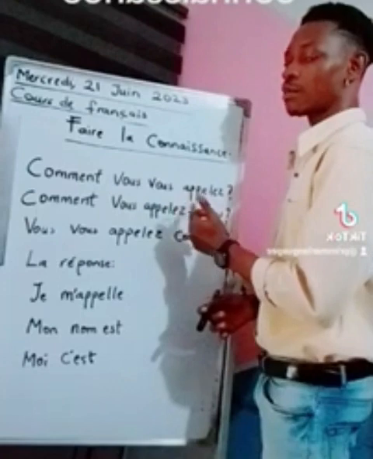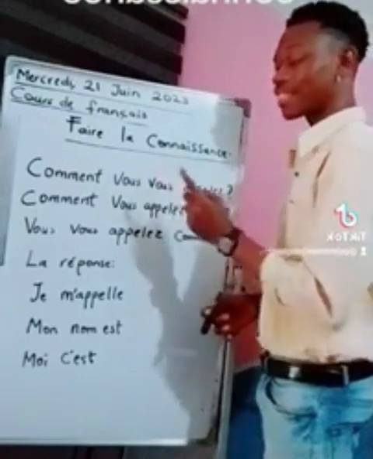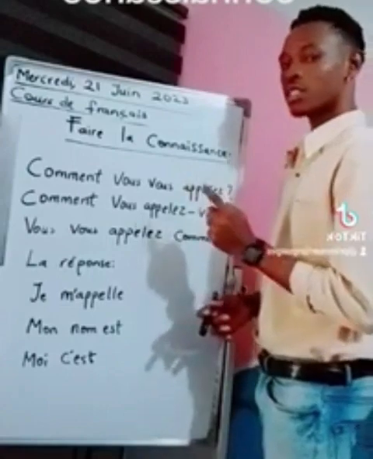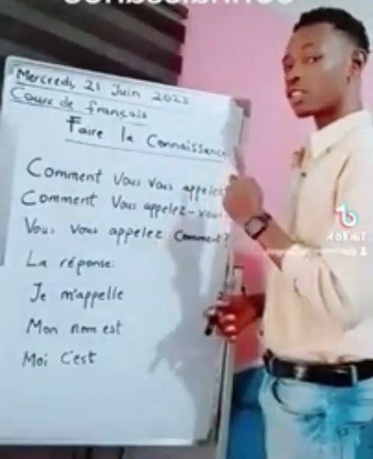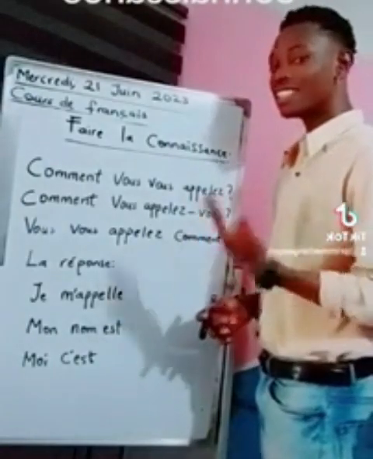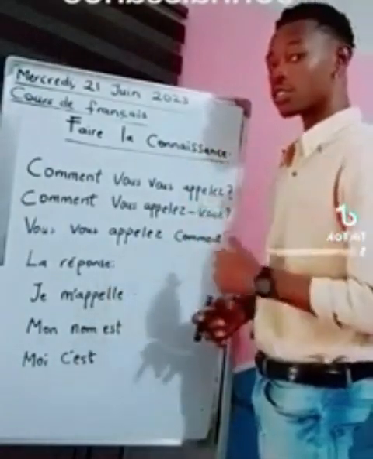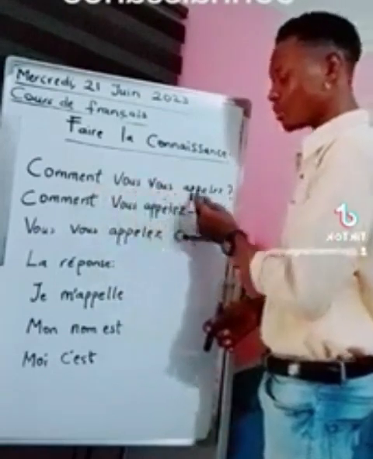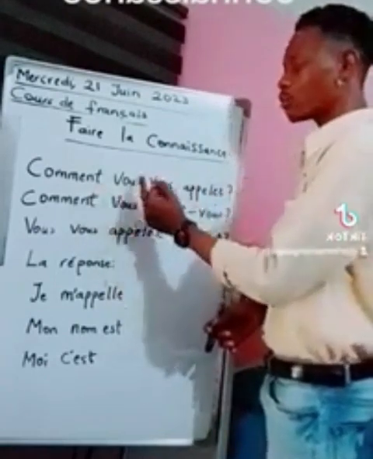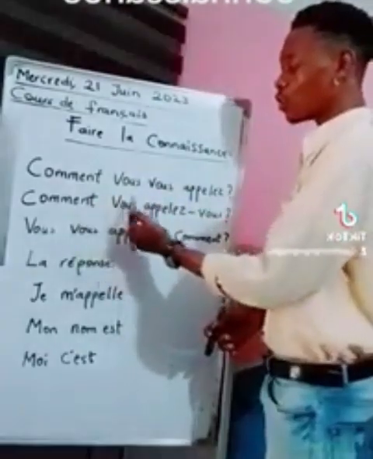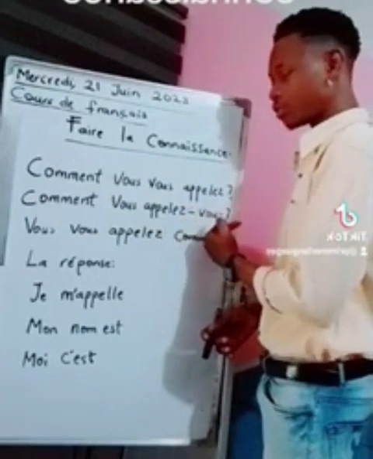Comment vous vous appelez? So like I said in the previous video, we link the last consonant with the first vowel of another word to make what we call liaison. And liaison is the linking of the last consonant to the first vowel of another word. So, comment vous vous appelez? And the second one is "comment vous appelez-vous?"